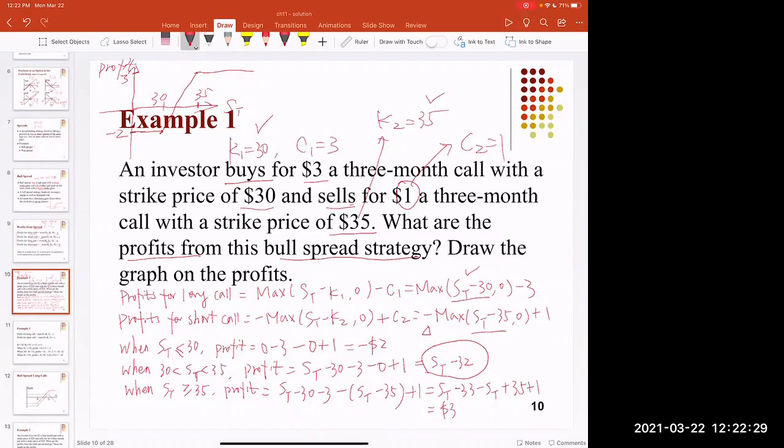You can see the strategy limits upside risk, also limits the downside risk, right? So the maximum profit is $3, and the minimum profit is -2. So this is the bull spread for call.